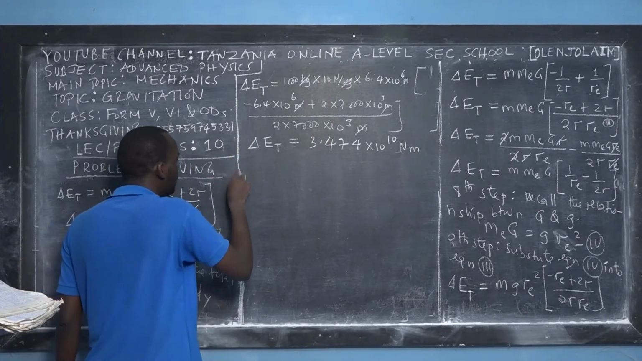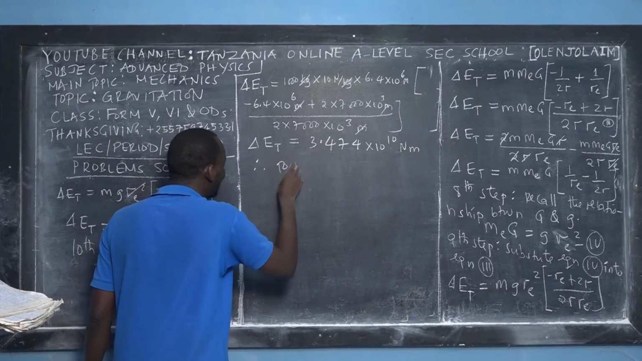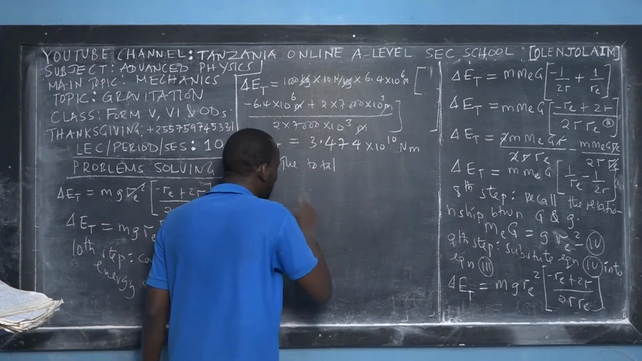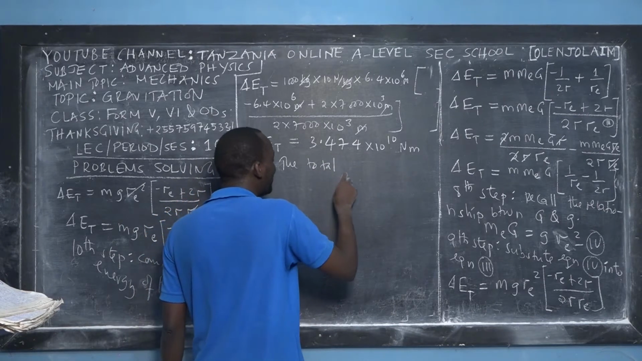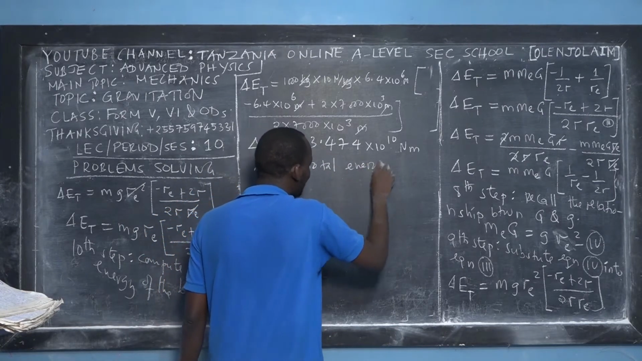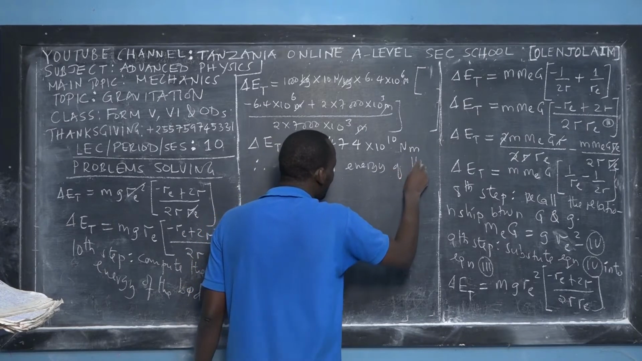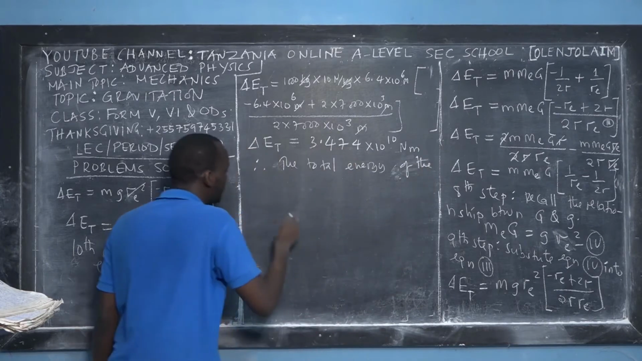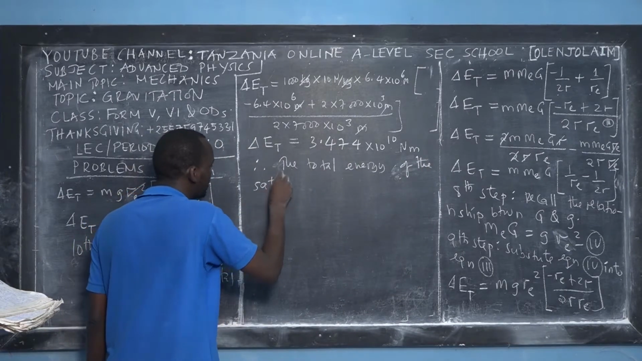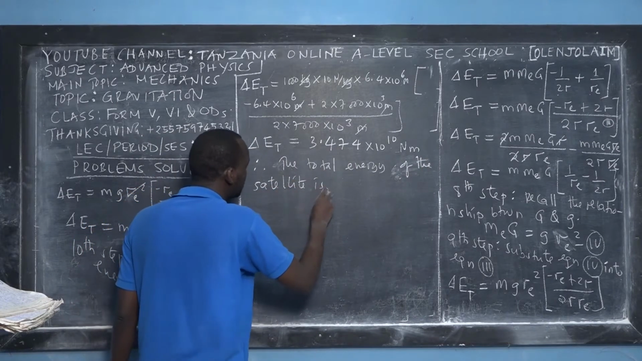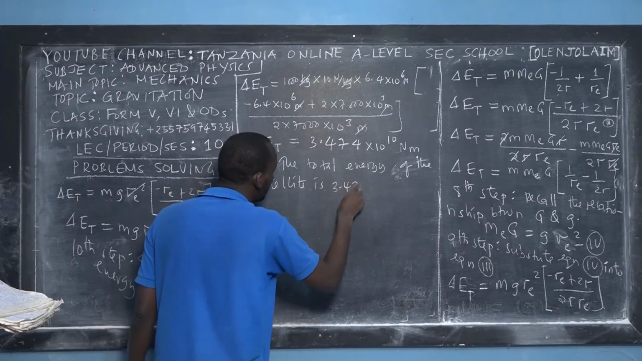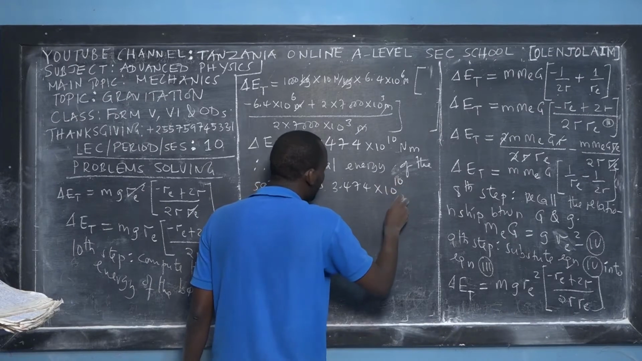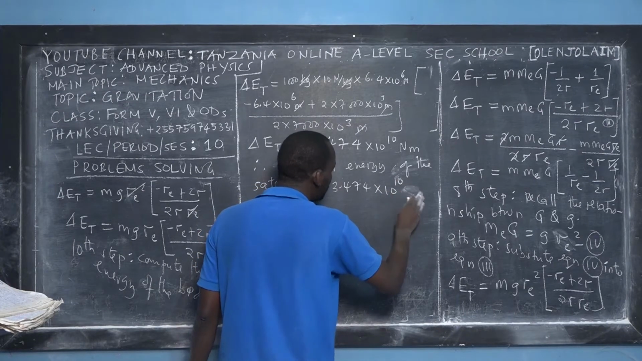So according to the question, we are calculating what? The total energy of the body, or the total energy of the satellite, is 3.474 exponent 10, a lot amount of energy. Joules.